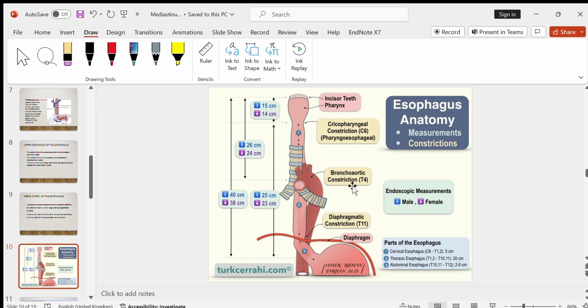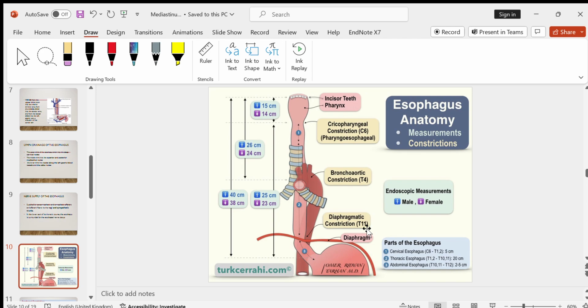The second constriction is at the level where the arch of aorta crosses the left bronchus. It is at the level of the T4 thoracic vertebra. And the third constriction is at the level where the esophagus crosses the diaphragm and enters into the abdomen. So this point is at the level of the T11 thoracic vertebra.